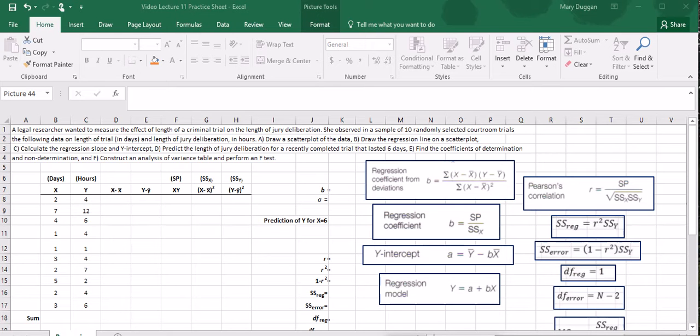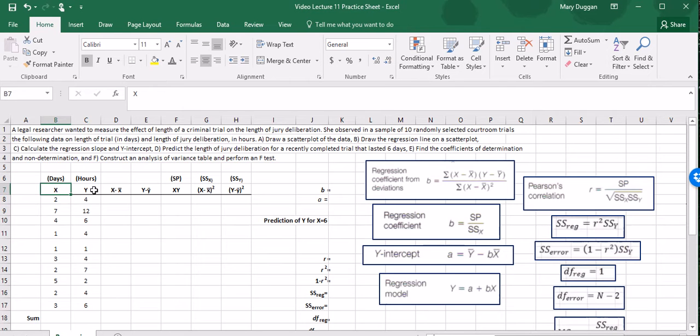So we have some data over here on the right. On X, we have the number of days that the trial lasted, and Y, we have how many hours the jury deliberation took after the trial. So we are being asked to do a couple different things: to draw a scatter plot of the data, draw the regression line on a scatter plot, calculate the regression slope and the y-intercept, predict the length of jury deliberation for a recently completed trial that lasted 6 days, and finally find the coefficients of determination and non-determination, and now really finally construct an analysis of variance table and perform an F-test. Wow, that's a lot to do, but you know what? We can do it.